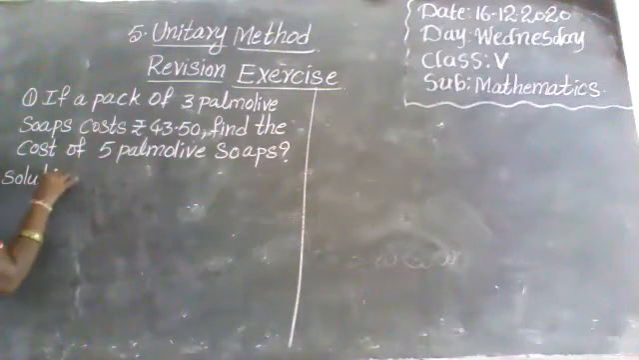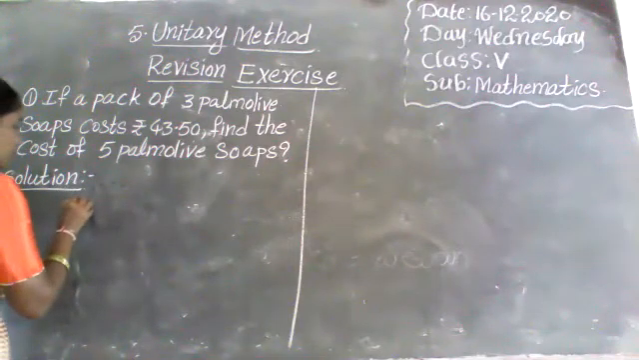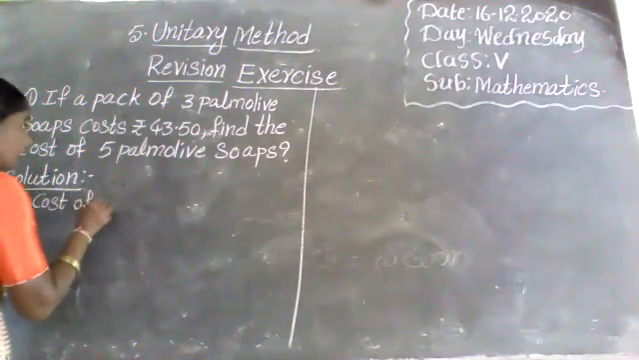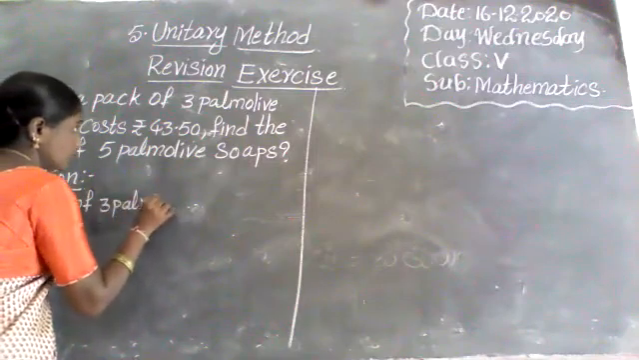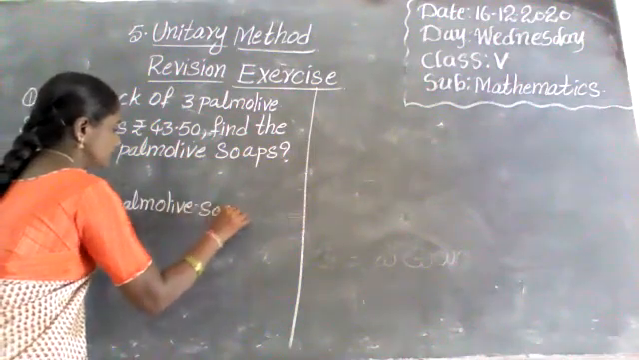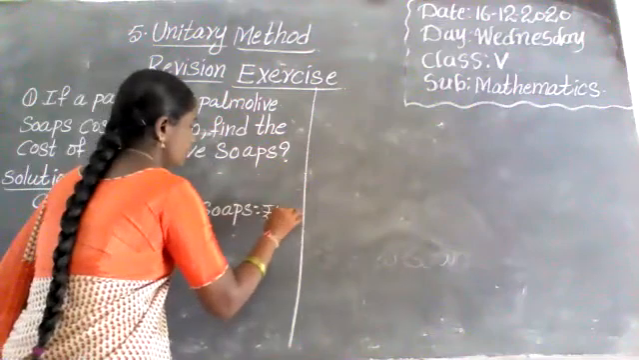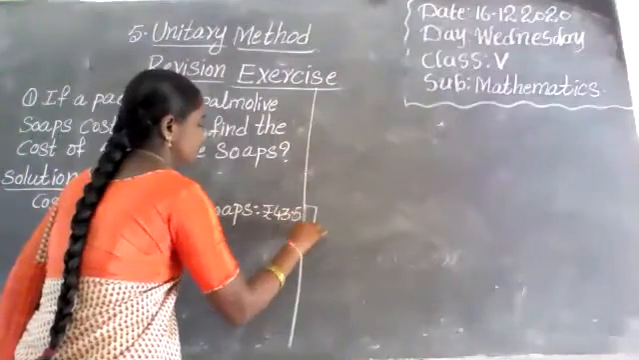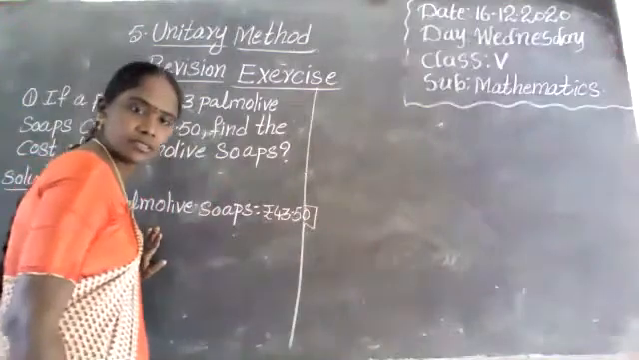First, the cost of 3 Palmolive soaps, 43 rupees 50 paise. Okay, 43 rupees 50 paise.